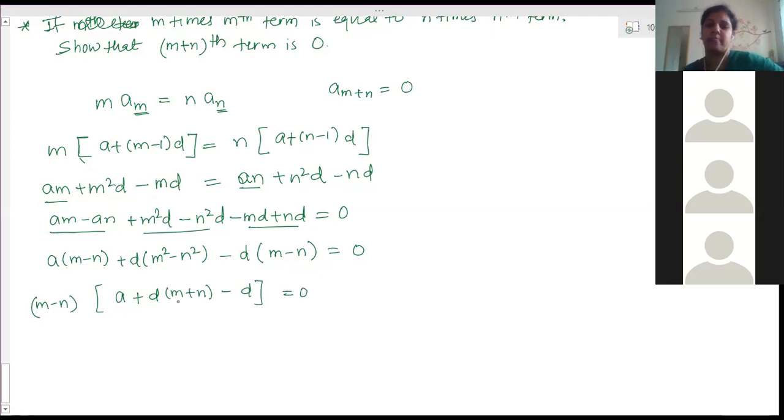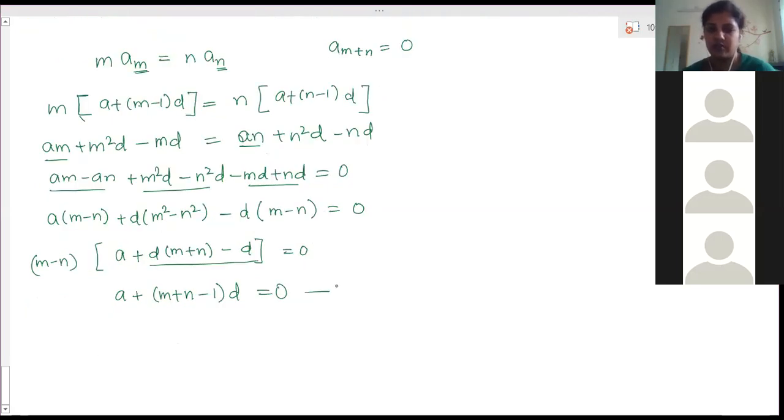What will it be? 0 divided by m minus n. Here it is a multiplication, so it will go to the other side as division. So divide it. What will happen? 0 by m minus n is 0. And then left out only this much per term. From these two terms take d common. So it is m plus n minus 1 into d is equal to 0. Keep this as equation 1.